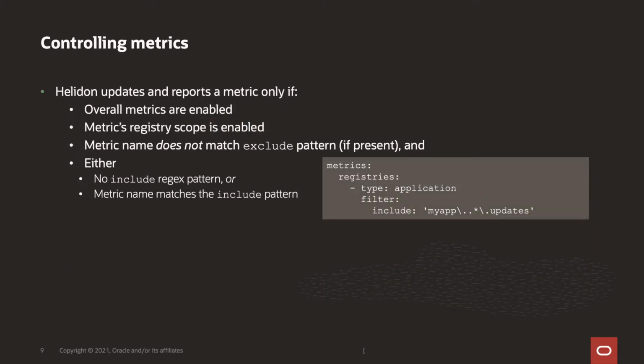Helidon applies the following conditions to decide whether to update or report a metric. Overall metrics must be enabled. The metrics registry scope must be enabled. And it must be true that the metric name does not match an exclude pattern if one is present for its scope. And either there must be no include regular expression pattern, or if there is an include pattern, the metric name must match that pattern.